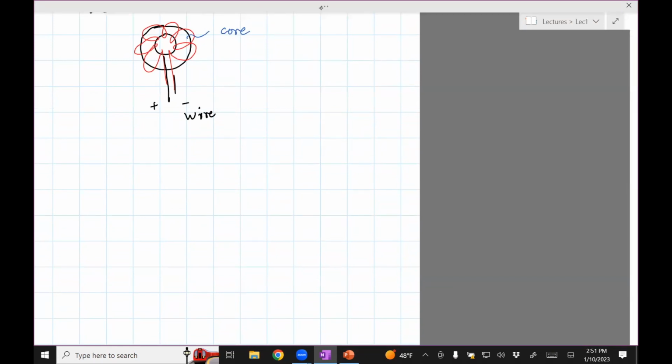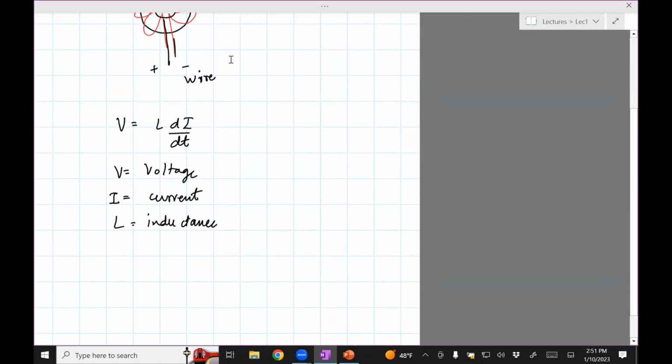The constitutive equation for an inductor is V equals L di/dt, where V is the voltage, of course, I is the current, and L is the inductance. Inductance units are Henry.